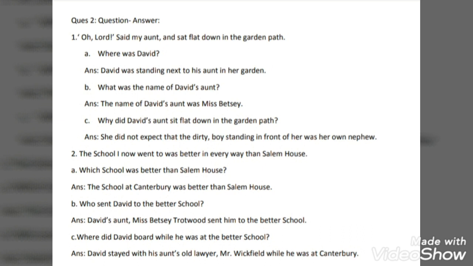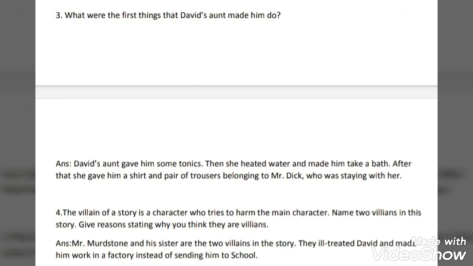Question number C. Where did David board while he was at the better school? David stayed with his aunt's old lawyer, Mr. Wickfield, while he was at Canterbury. Now come to the next exercise, read, reflect and write. Question number 4. What were the first things that David's aunt made him do?